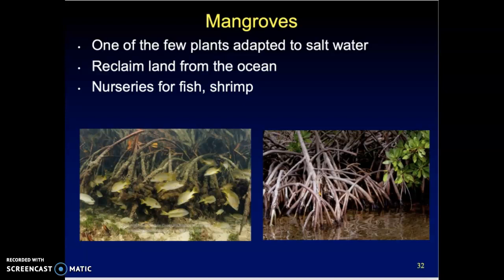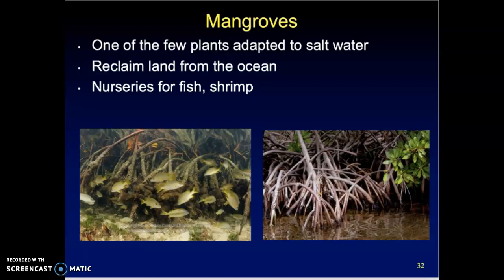Mangroves will actually reclaim land from the ocean. Those roots hold soil, they hold the sand. So as the ocean wave comes in, it traps the sand and the sediment and accumulates it there and builds this up over time. So they can actually rebuild shorelines.